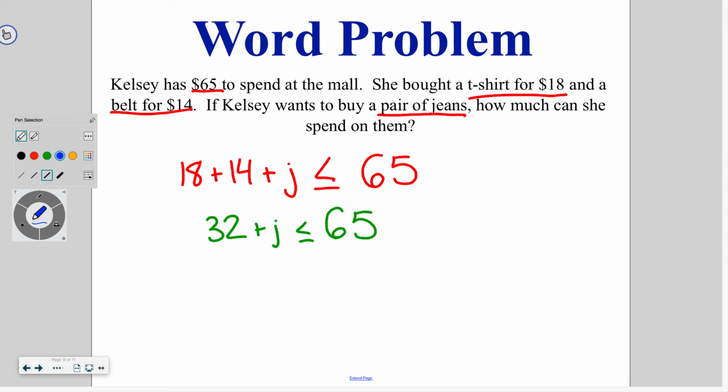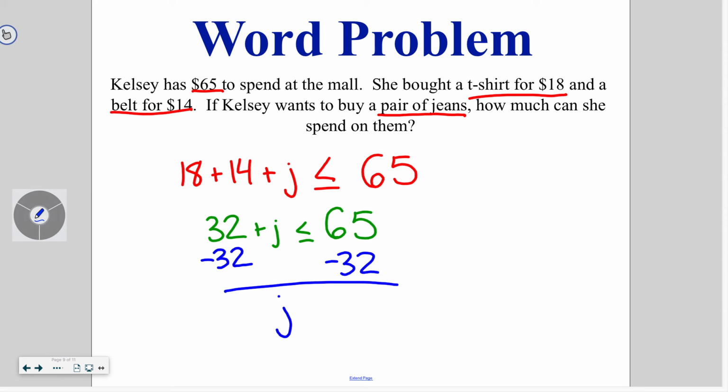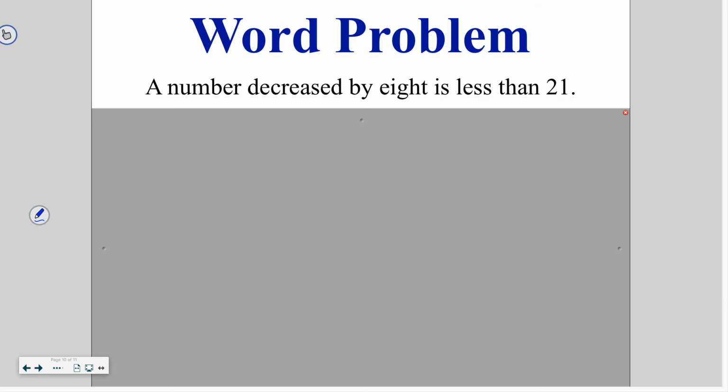To finish solving my problem, I'm going to subtract 32, and I get an answer of J is less than or equal to $33. So that means that she can spend $33 or less on her pair of jeans. Go ahead and write out this inequality and then solve it on your own.